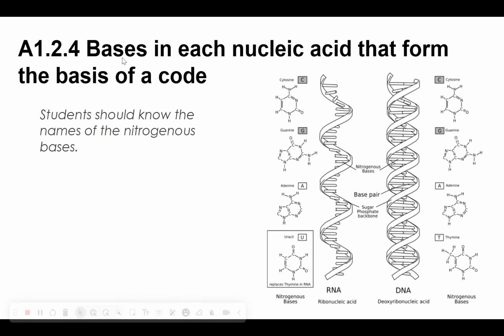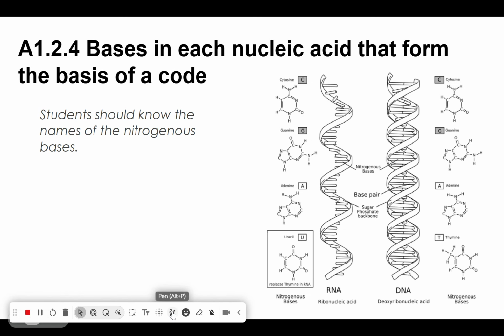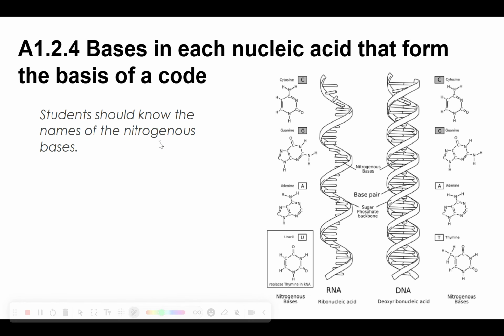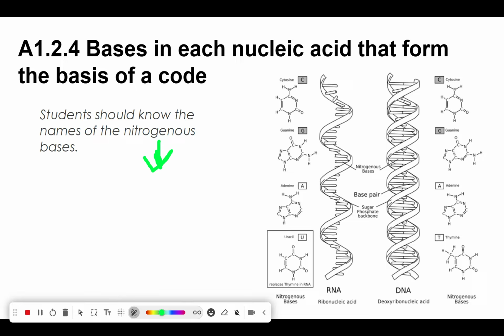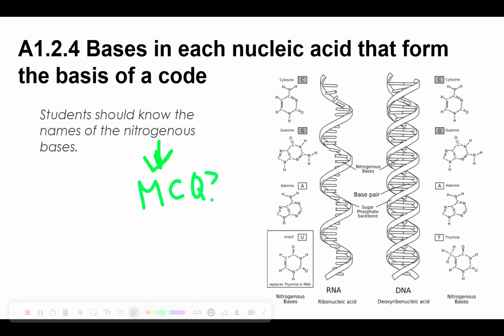So 1.2.4 is the bases in each nucleic acid that form the basis of a code, and the IB says that you should know the names of the nitrogenous bases. I would be surprised if IB asked you to state all the names of the bases. They could. I think this might be more likely to come up as recognizing the names in a multiple choice question. But theoretically, they could ask you to write out any of these names: cytosine, guanine, adenine, or thymine. And if you're talking about RNA, uracil instead of thymine.